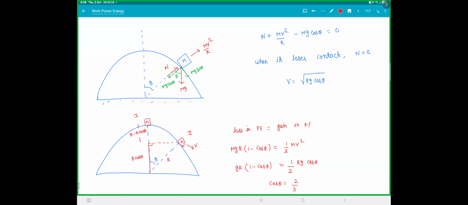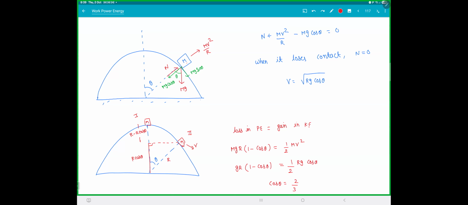Question still not over. Now after losing contact, this thing will start flying and fall on the ground somewhere here. So what is that position? You can measure the distance from the center. It becomes a projectile motion question now. Let's get that.